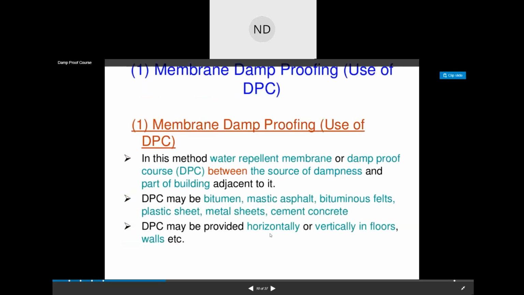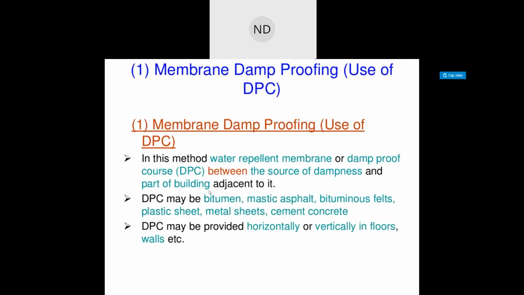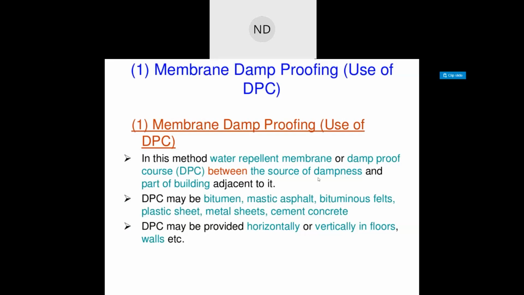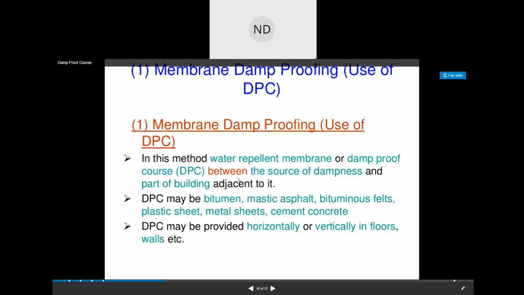So membrane damp proofing is when we use a damp proofing course. In this method, you use a water repellent membrane between the damp surface and the part of the building where you have observed dampness. So this DPC may be bitumen, mastic asphalt, bituminous felts, plastic sheets, metal sheets, or cement concrete. DPC may be provided horizontally or vertically in the floors, walls, etc.